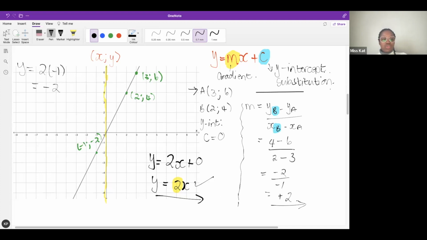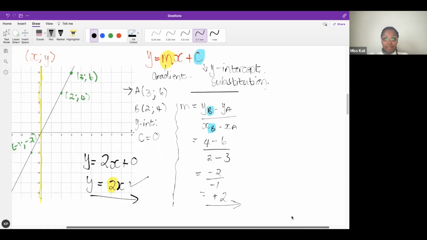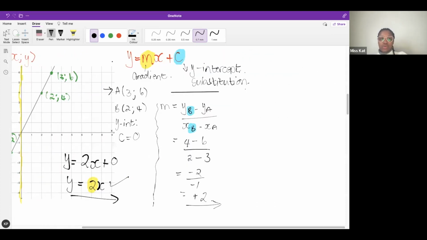Let's say we didn't want to use the intercept. I'm going to do it on the side here. So after we find our gradient, we're going to have y equals 2x plus c. So then you use a random point that you can find, okay? Let's use 3 and 6.